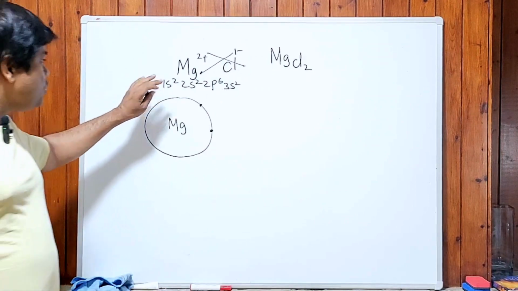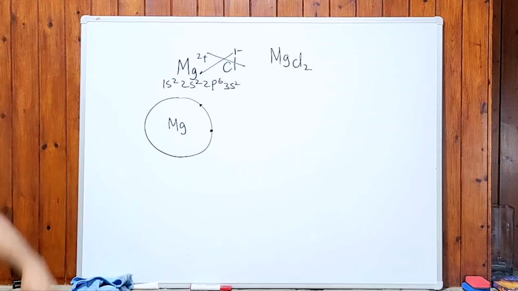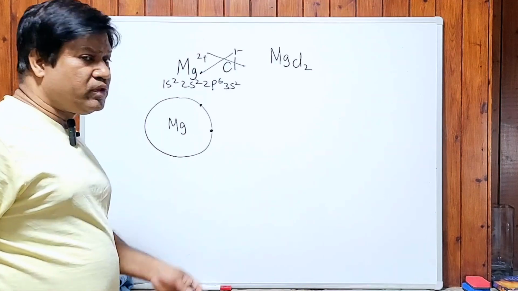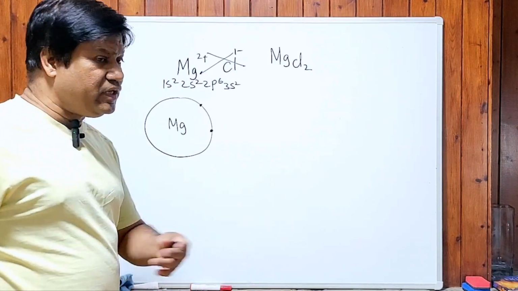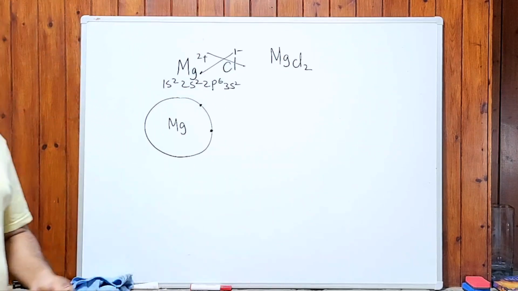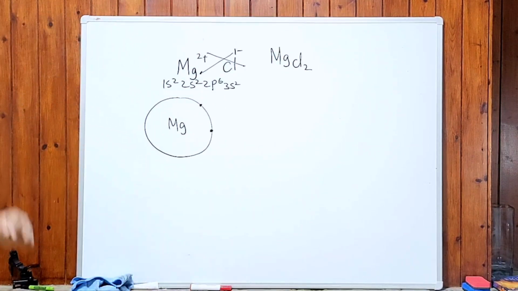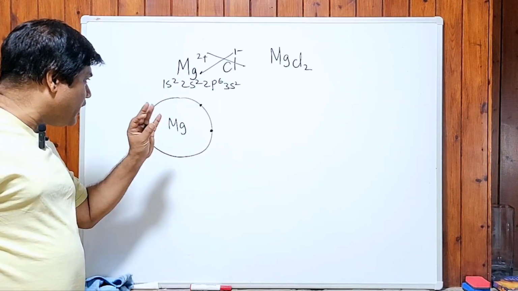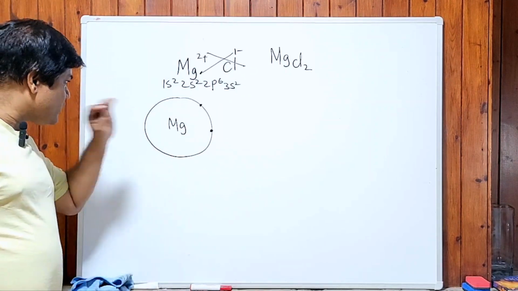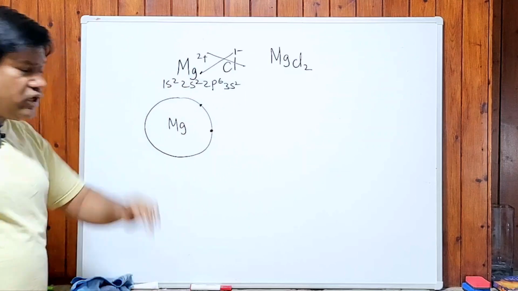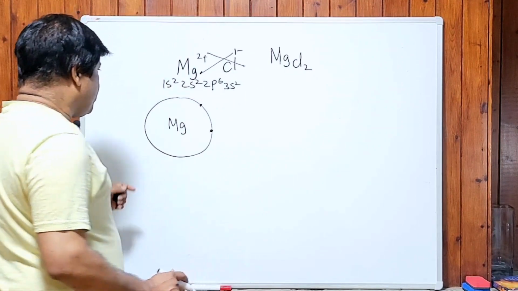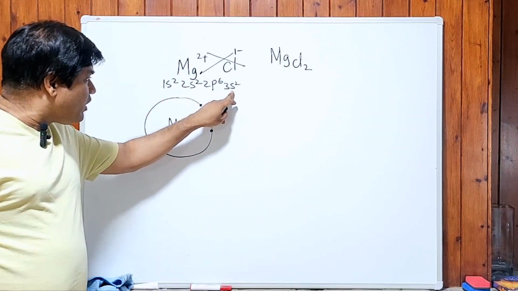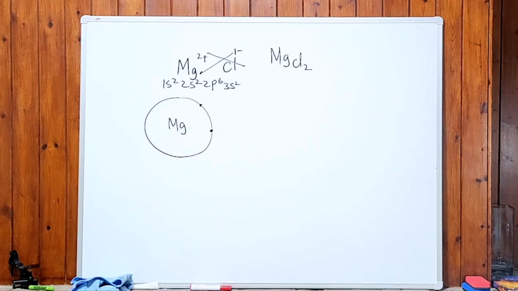Guys, don't worry about how to write the electronic configuration of any metal in the periodic table. I will teach you in my separate video, when I deal with shells, orbitals, and subshells, how to write the electronic configuration of any element in the periodic table. So for the time being, ignore how to write the electronic configuration. The purpose of writing it here is to show you how many electrons are in the outer shell, which is also called the valence shell.